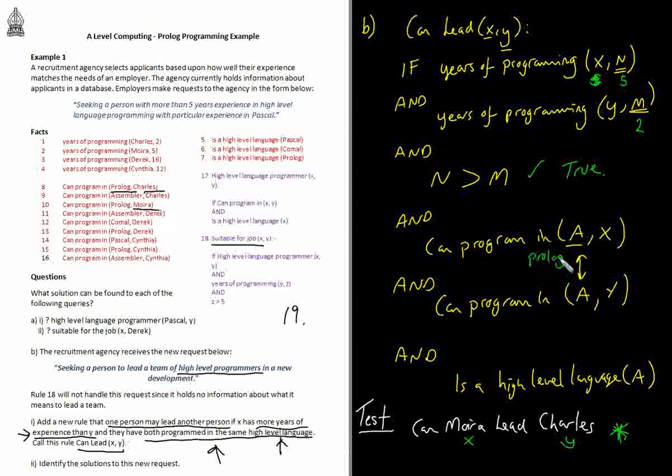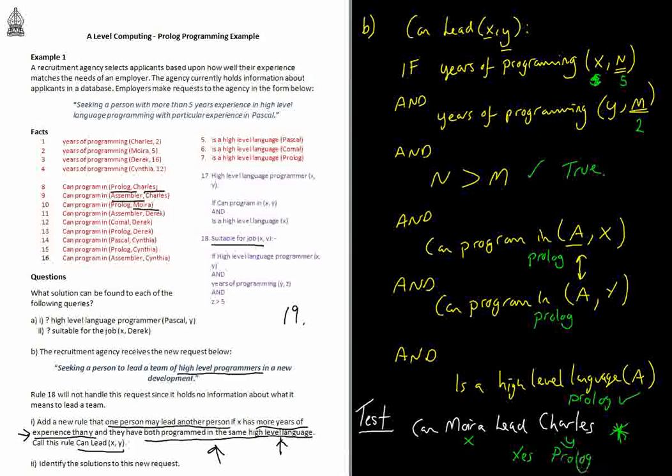Now what can Y program in? Well, Y is Charles. Charles can program in 2 languages. One is assembler and one is Prolog. Okay, but you can see where I'm going with this. We know that assembler is not a high-level language program. So Charles also does Prolog, and is a high-level language Prolog will be true. So, can Moira lead Charles? The answer is going to be yes, as long as it's Prolog.